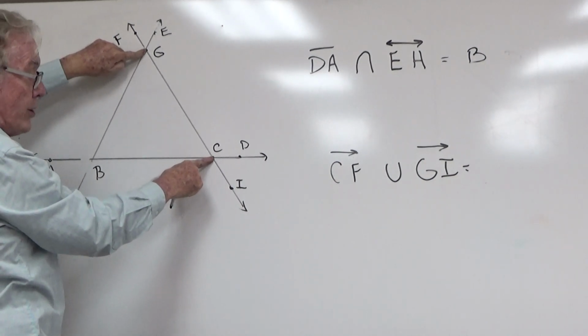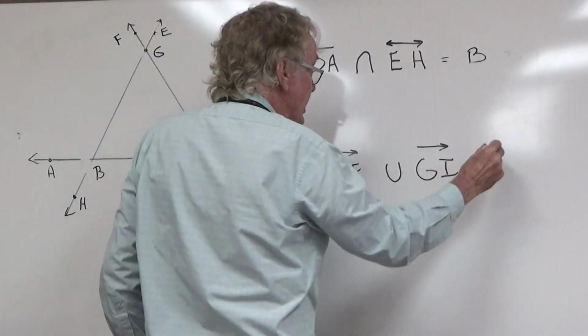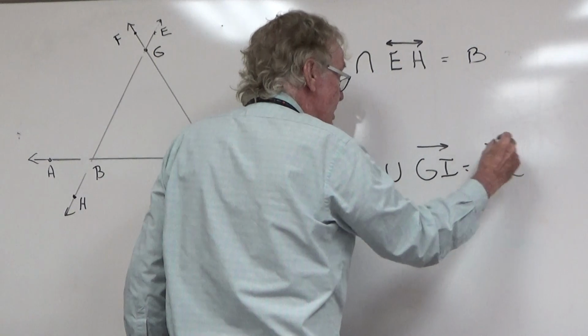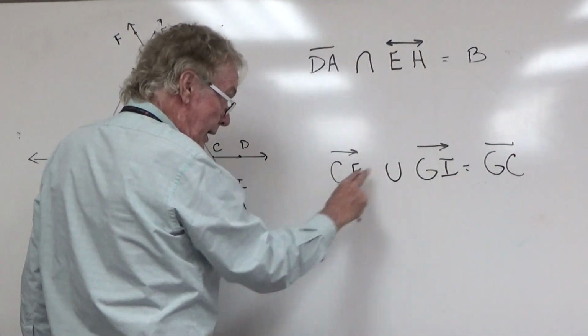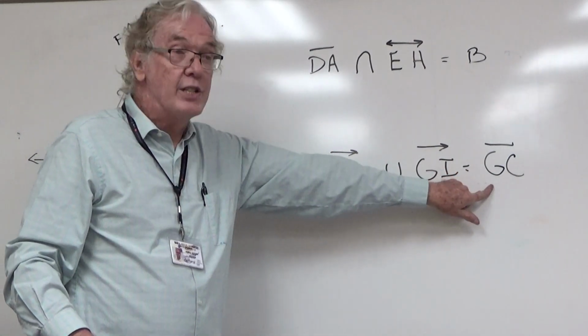It seems the thing that would be common to both would be this amount right there, from G to C. Or could I call it from C to G? I think either way would be fine. I'm going to call it GC. GC, just the segment. GC must be in this ray, and it must be in this ray. It would have been fine to call that CG just as well.